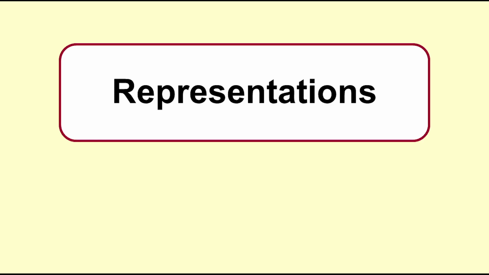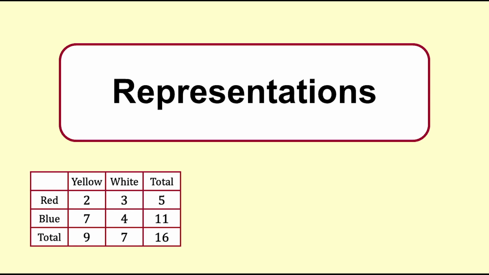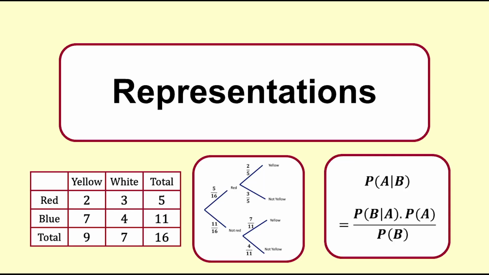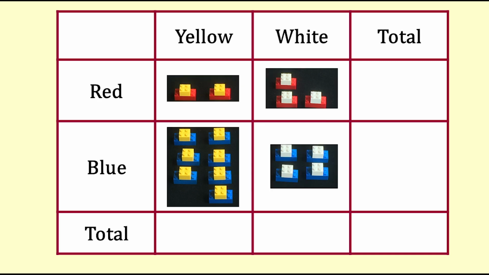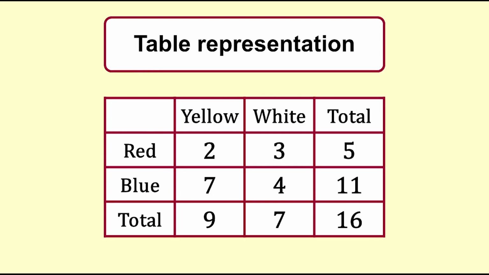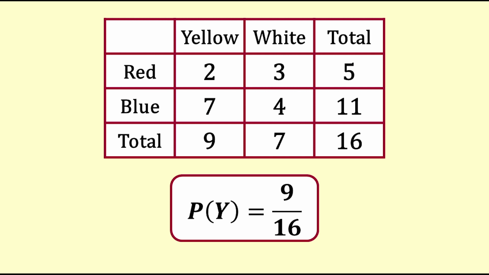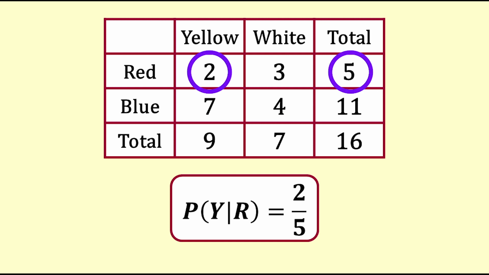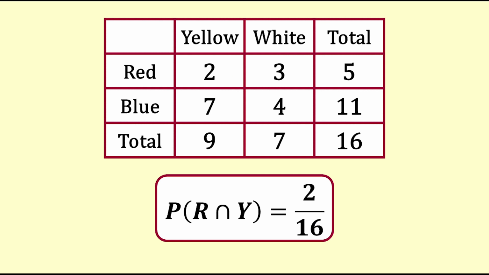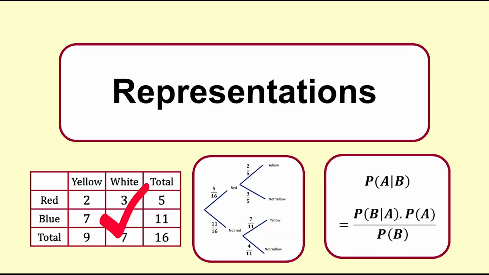There are several ways we can represent this: using a table, a tree, and a formula. Here is a table summarizing the makeup of the objects. We calculate the probability of yellow equals 9/16. The probability of yellow given red equals 2 over 5, or 2/5. The probability of red given yellow is 2/9, and the probability of red and yellow equals 2/16. Tables make calculating probabilities much simpler.